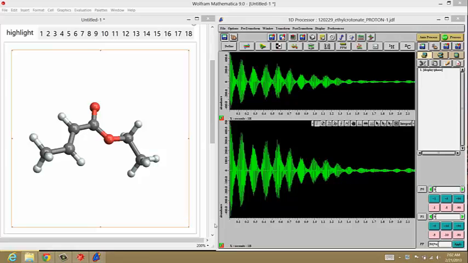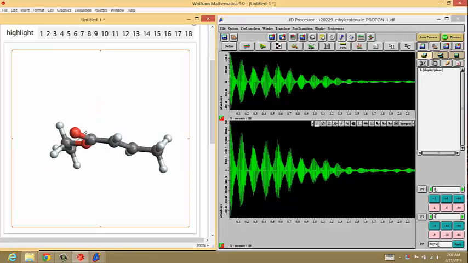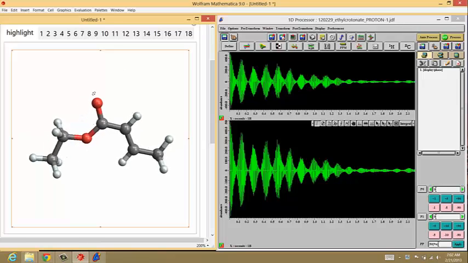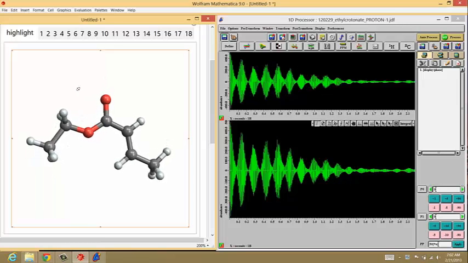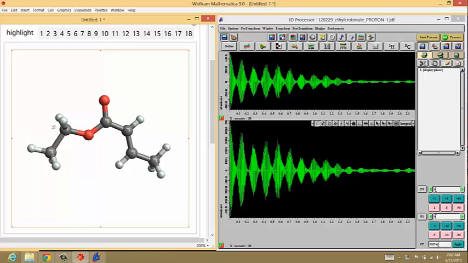This is a basic tutorial on how to interpret proton NMR spectra. On the left-hand side here, I have a model of ethyl crotonate. Ethyl crotonate has a variety of different carbons and protons that makes this a nice tutorial molecule.